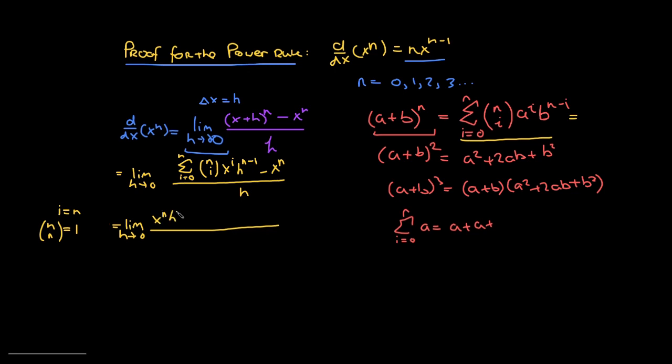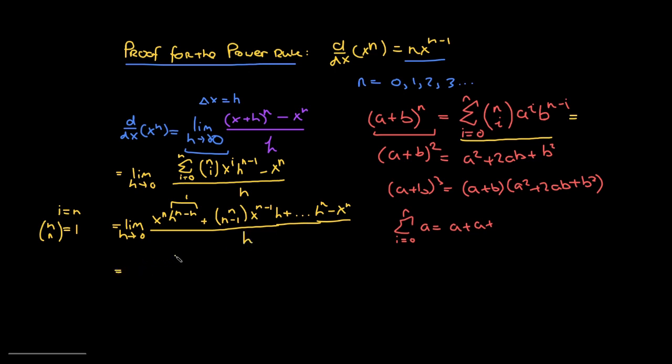And obviously h to the n minus n, that's going to be 1 also, because that's h to the 0, which is 1. Alright, and then I have to add the next term, which is going to be n choose n minus 1, x to the n minus 1, h, and then blah blah blah, until we just have h to the n, and then again I have to subtract off x to the n.